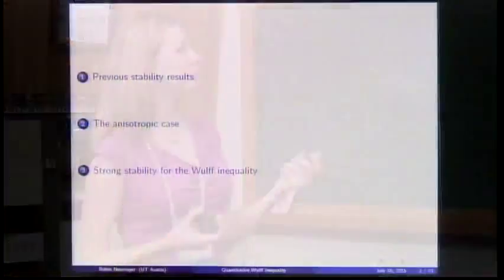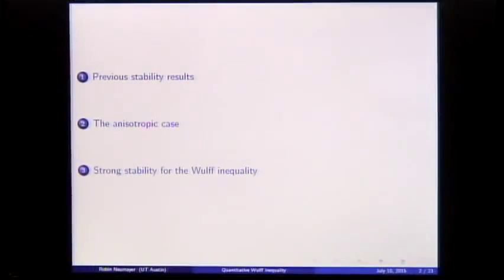So the talk will be organized as follows. First, I want to introduce a couple previous stability results for the isoperimetric inequality, then introduce the anisotropic case, and then we'll talk about some strong form stability results for the Wulff inequality.